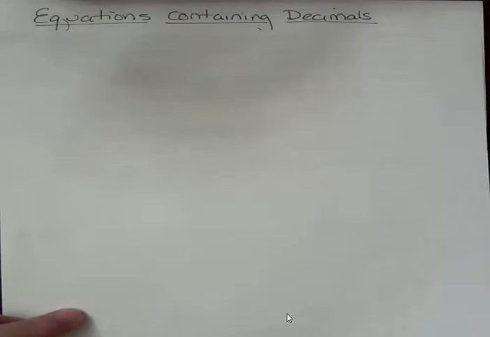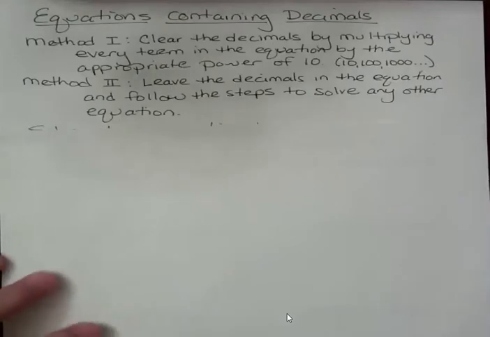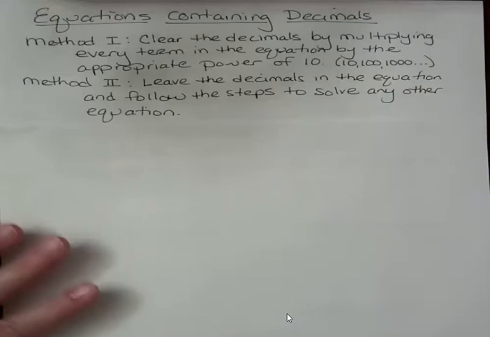There's two different methods we're going to look at. The first method is to clear the decimals by multiplying every term in the equation by the appropriate power of 10. Powers of 10 are 10, 100, 1000, 10,000, and so forth. Method two is just leave the decimals in the equation and follow the steps to solve any other equation. So we can just leave them in and work them.